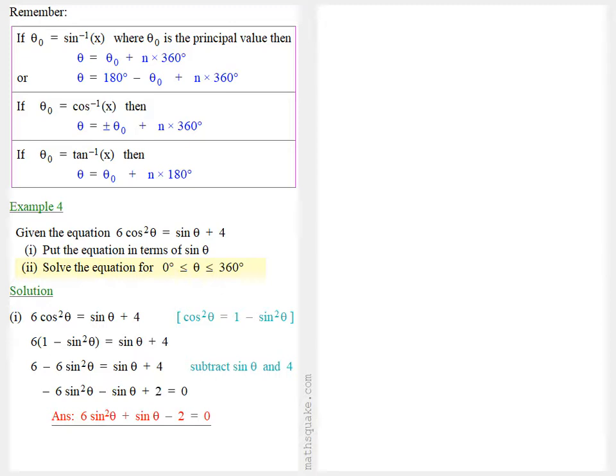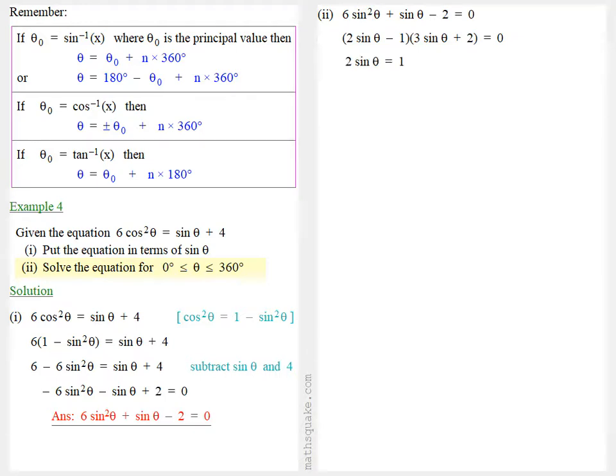Now in the second part, we're asked to solve the equation for values of theta between 0 and 360 degrees. So starting with 6 sine squared theta plus sine theta minus 2 equals 0. That's a quadratic equation and we can factorise it. This gives us 2 sine theta minus 1 times 3 sine theta plus 2 equals 0. Now if two brackets multiplied together make 0, then one of the brackets must be 0.